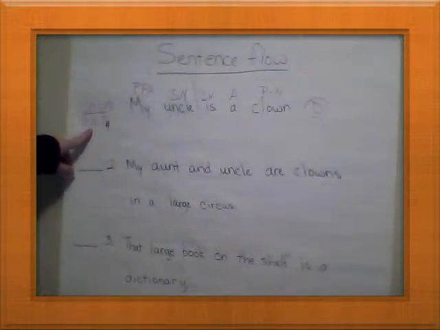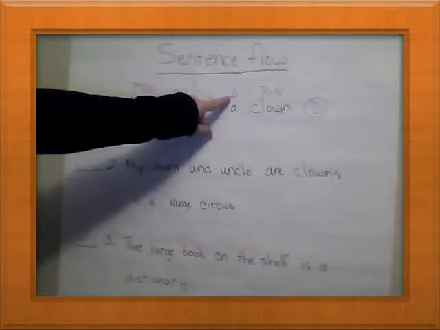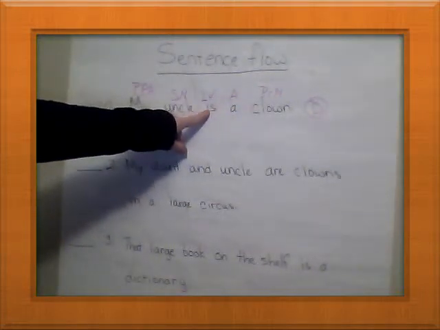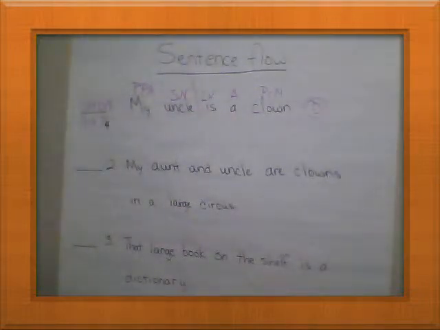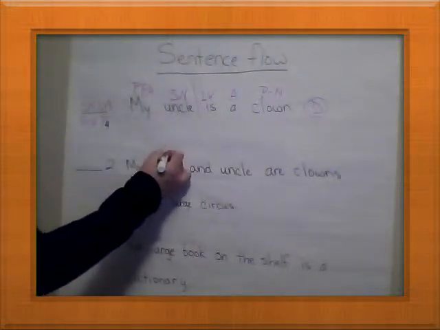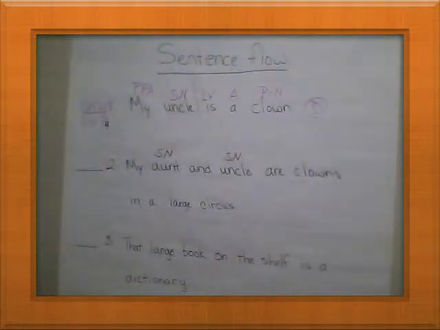What do we mean by predicate noun? It's behind the subject. It's in the predicate. It has to come behind the linking verb. Let's try one together. Number 2. My aunt and uncle are clowns in a large circus. The first question we're going to ask is, who are clowns in a large circus? The answer is aunt and uncle. This is SN. But did you notice there are 2?